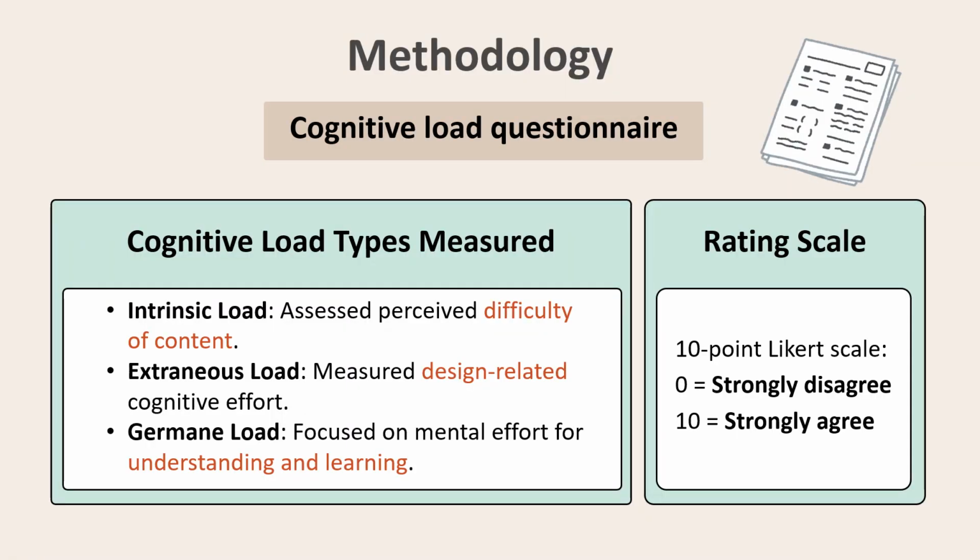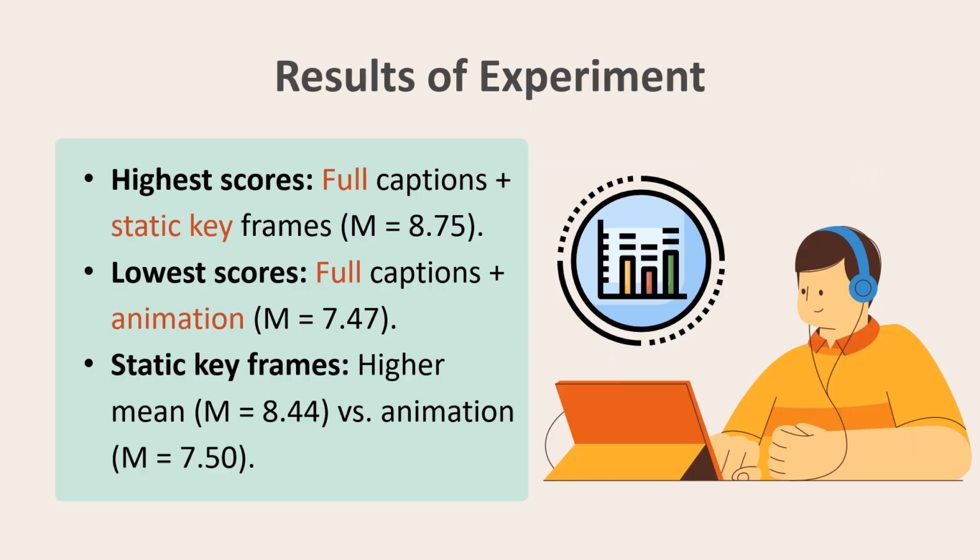The experiment included a cognitive load questionnaire to assess the mental effort experienced by learners under different conditions. The questionnaire measured three types of cognitive load: intrinsic load, extraneous load, and germane load. The results of the experiment revealed that full captions combined with static keyframes led to the highest comprehension scores. In contrast, full captions with animation resulted in the lowest scores.